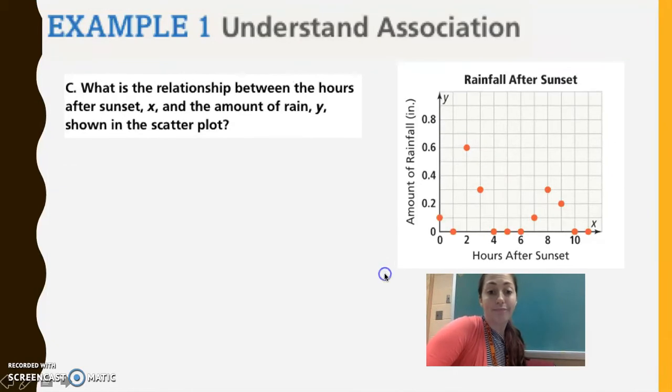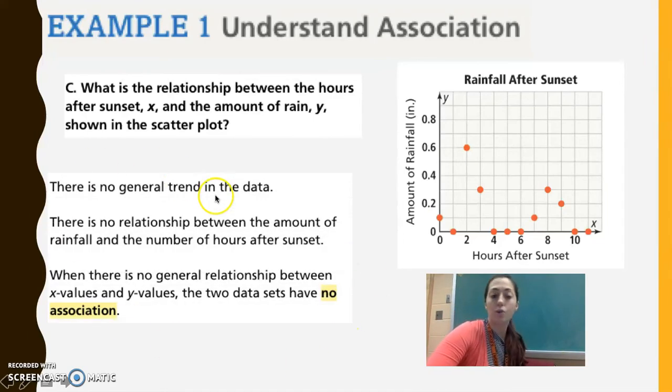And then for understanding association, there's more. What about the hours after sunset and the amount of rainfall? Well, guess what? They've got nothing in common. Look at that data set. Look at those plot points. They're all over the place. There's no general trend in the data. So they have no association.